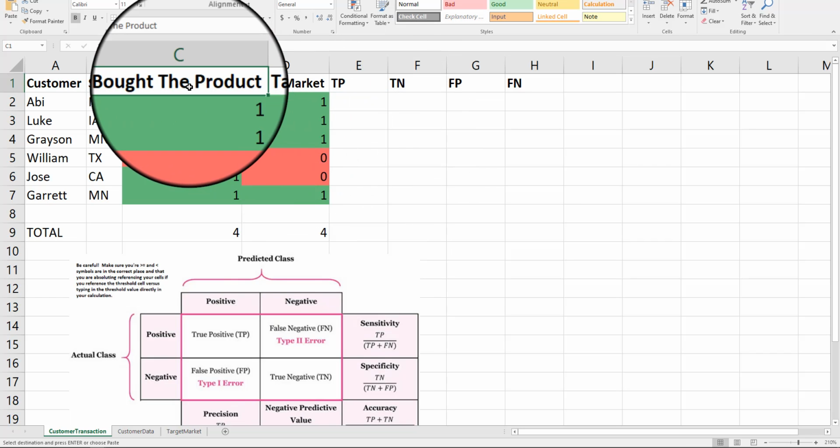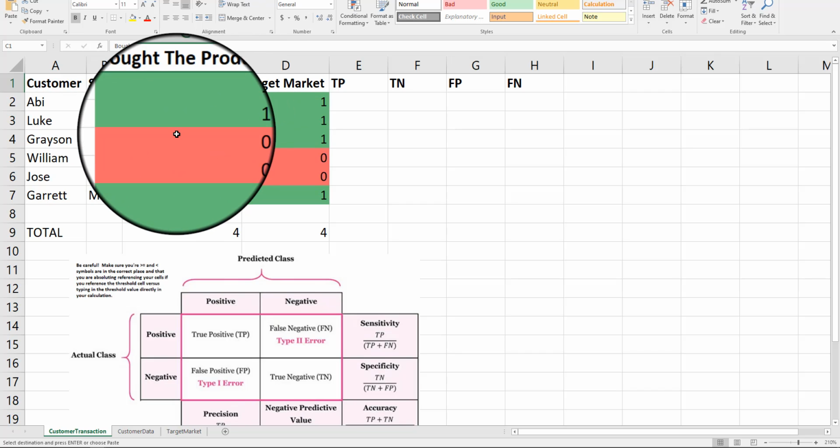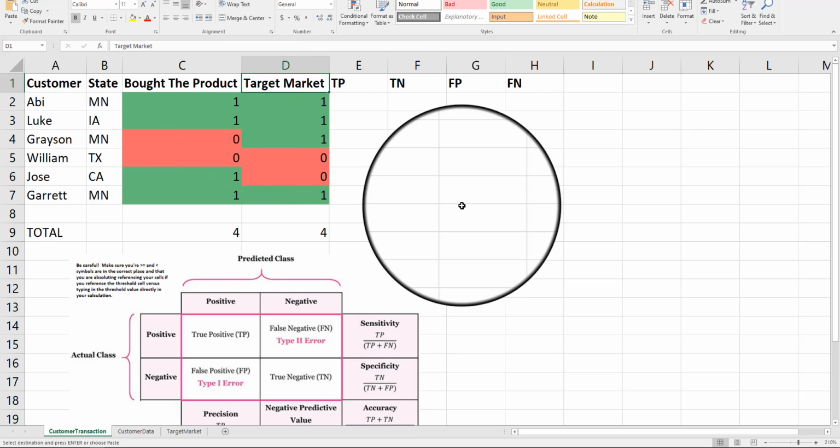Now, in this case, we are going to take this as actual. In other words, they bought the product. We know they did. And over here, they're in the target market. So what that means is you got to think about it in terms of we advertised to them, or we believe, in other words, we predicted, or we predict that they will buy the product because they're part of our target market. So while this has nothing to do with a regression equation or any forecasting model, we can still use that context within this content to do that work.